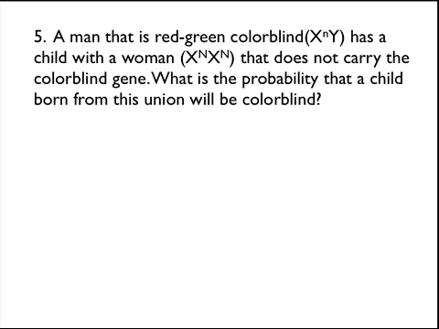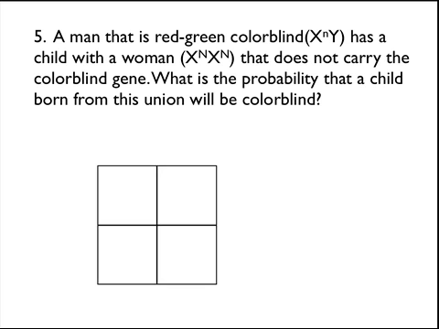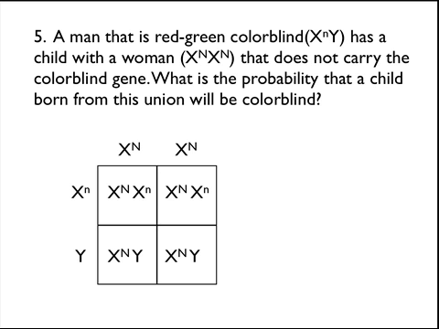A man that is red-green colorblind has a child with a woman that does not carry the colorblind gene. What is the probability that a child born from this union will be colorblind? Well, again, we know that this is a sex-linked trait because of the X's and the Y's in the problem here. So we set up our Punnett square with the female's information on top and the male's information on the side, and we cross the genes.